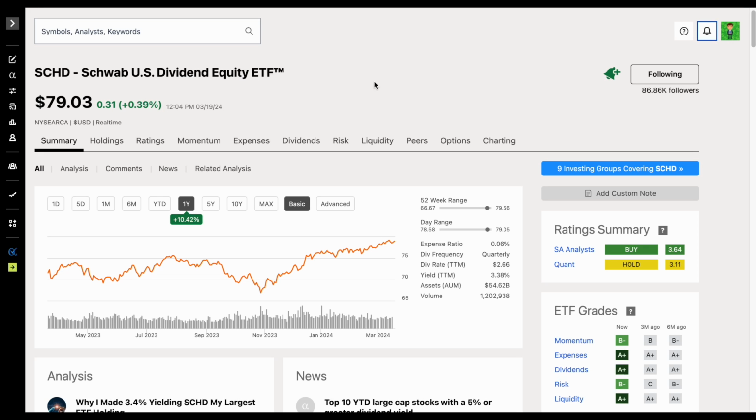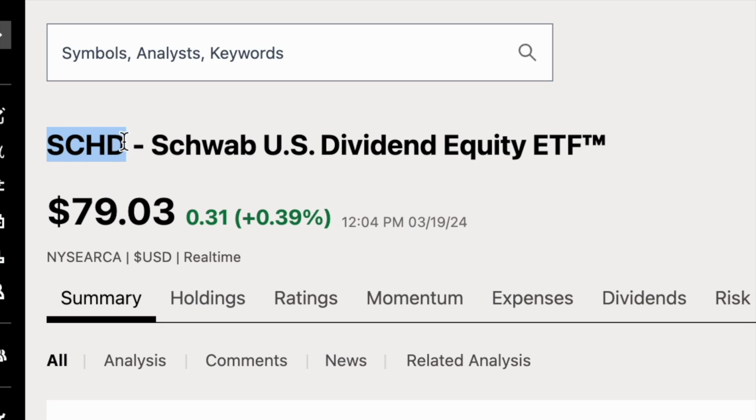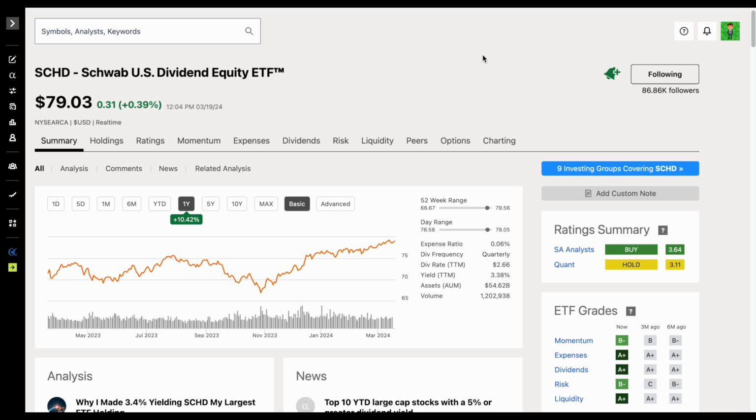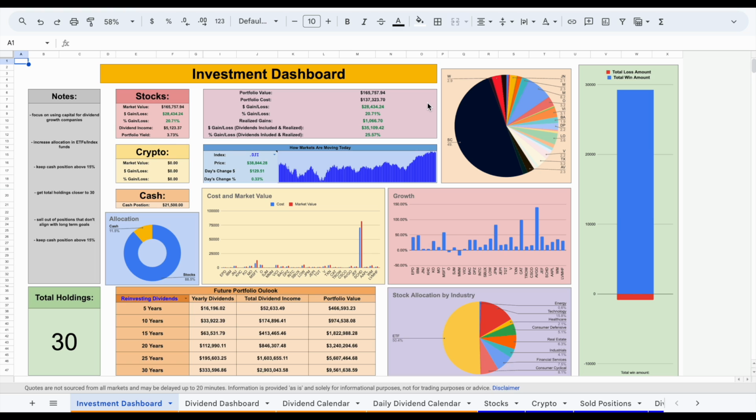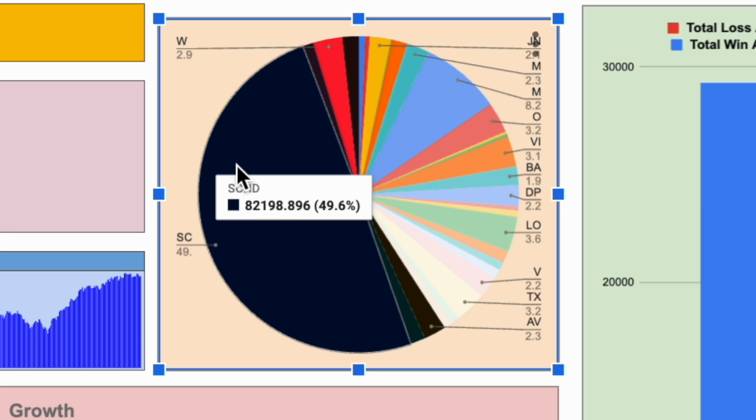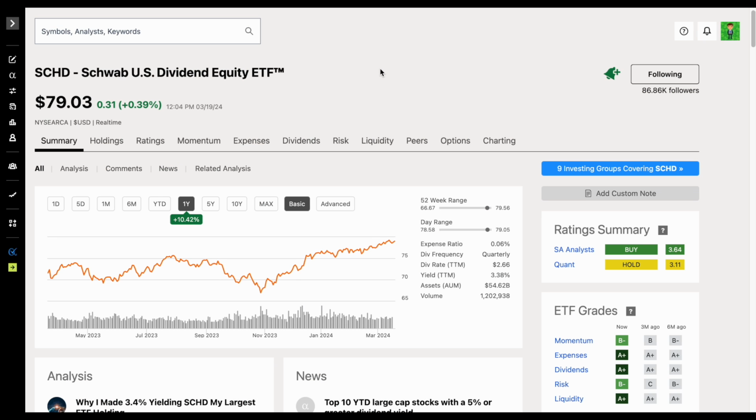Every year in the month of March, the dividend growth ETF SCHD goes through what is known as reconstitution, and that is basically a way of saying that the fund removes some of the holdings that they feel no longer align with the fund's goals and replaces them with new holdings. Now, SCHD is a major holding for a lot of dividend growth investors, including myself, as it currently makes up around 49% of my entire portfolio. So in this video, we need to take a deep dive into this SCHD reconstitution.